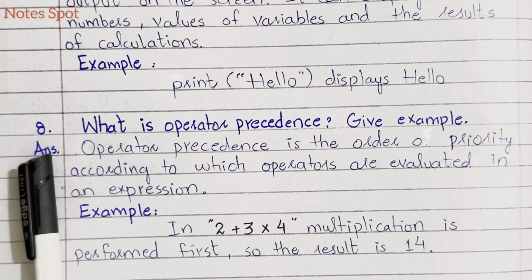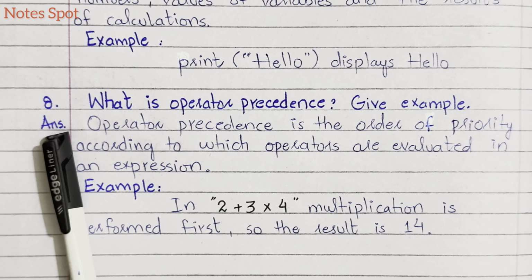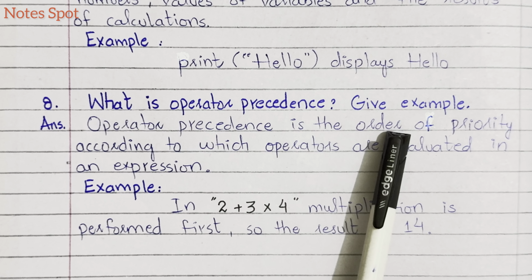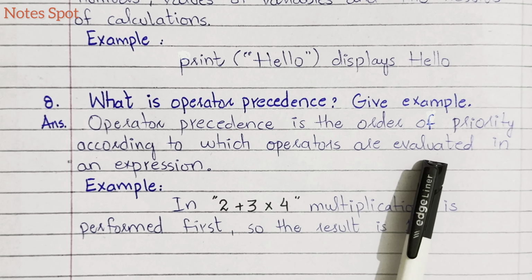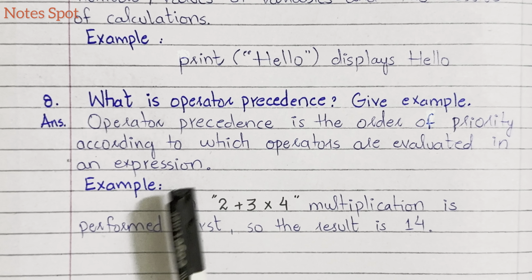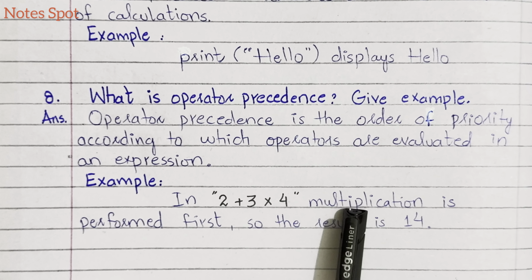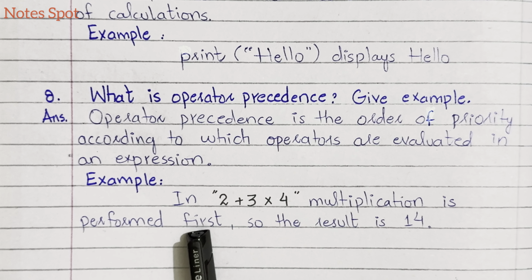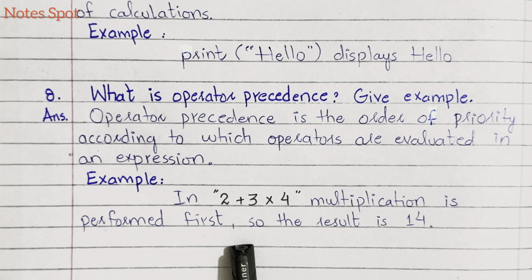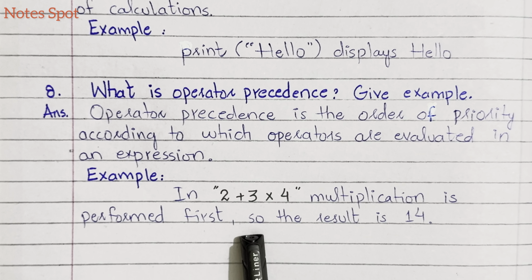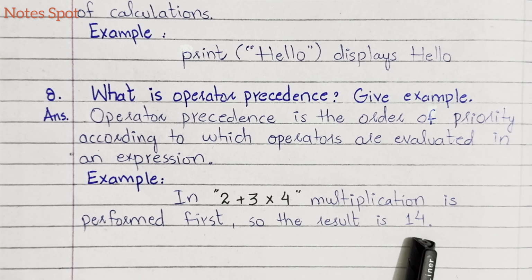Question number 8, what is operator precedence? Give example. Answer: operator precedence is the order of priority according to which operators are evaluated in an expression. Example: in 2 plus 3 into 4, multiplication is performed first, so the result is 14. As you know, according to the board mass rule, we have to do multiplication first. So by doing multiplication first, the answer will be 14.